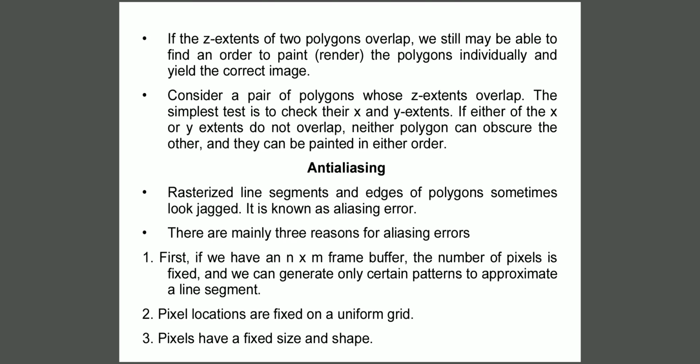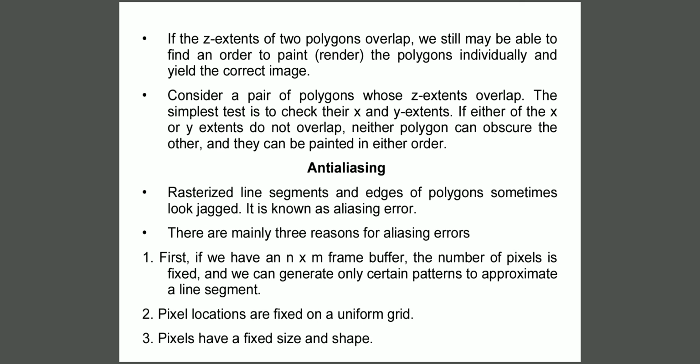Then the next one is anti-aliasing. Anti-aliasing is needed because sometimes, whenever we display line segments or the edges of a polygon, they look jagged. Jagged means the line segment does not look smooth. There will be some disturbances in it. It may look like a staircase. That means the line segment will not look smoother. So these errors or problems are nothing but aliasing errors.